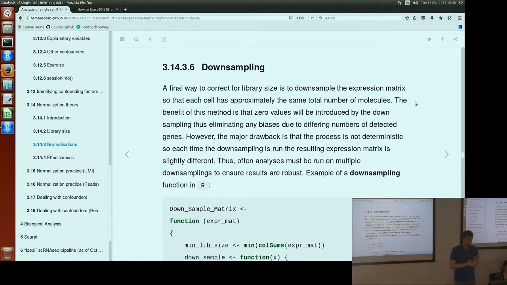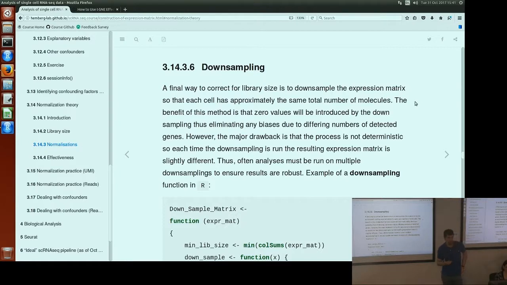A major drawback, however, is that the process is not deterministic because we have to use some sort of sampling approach. So we could make it reproducible by setting a seed, but otherwise, each time the downsampling is run, the resulting expression matrix is going to be slightly different. It'll have the same statistical properties, but it will be slightly different in the details. So we might need to run this multiple times with multiple downsamplings to ensure that conclusions we draw from the downsampling results are robust.